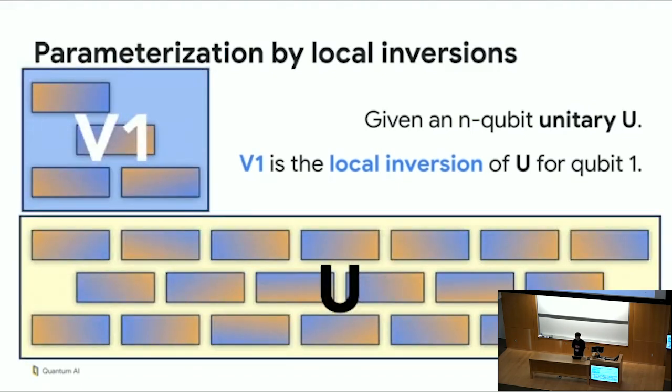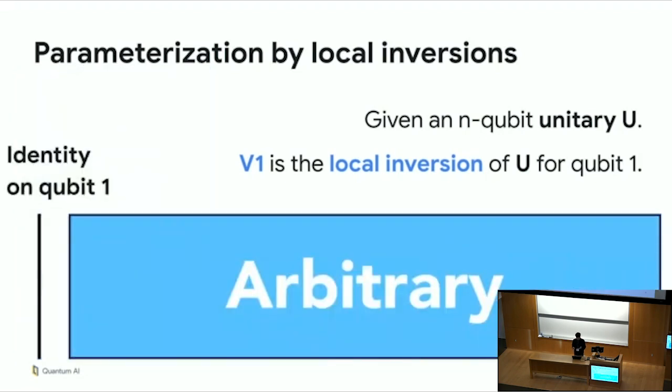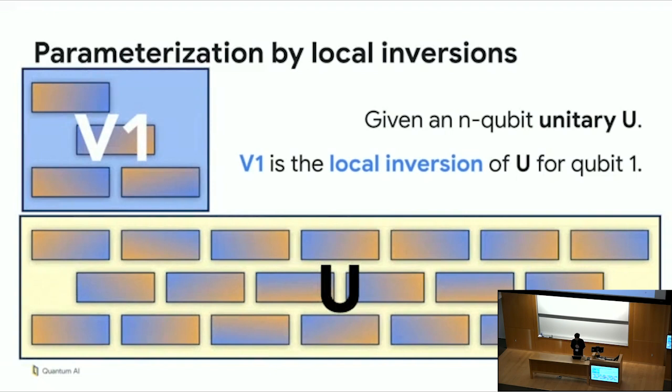Hopefully, it's very intuitive. Note that global inversion is something everyone is very familiar with. The global inversion of U is just U dagger. It's just the inverse of U. The global inversion of U is unique because U is reversible. But the local inversion may not be unique. For the same qubit, the same unitary, there may be a lot of different local inversions. So there might be a lot of choices for V1, such that when we compose V1 and U, it gets identity on qubit 1. But we don't care about that. That's fine. That's just a property of local inversion.